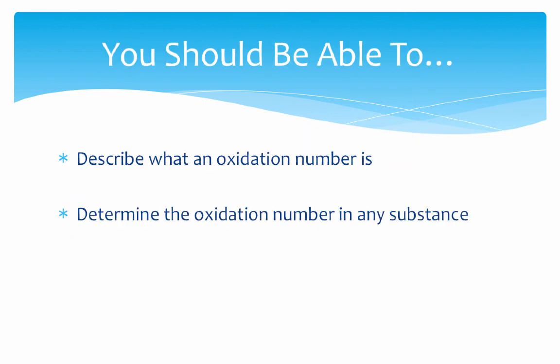First, you should be able to describe what an oxidation number actually is. Again, it's an accounting system for keeping track of the degree of oxidation of an element and how that changes during a chemical reaction. And secondly, you should be able to determine the oxidation number of any element in any substance simply by using the set of rules we established here today.